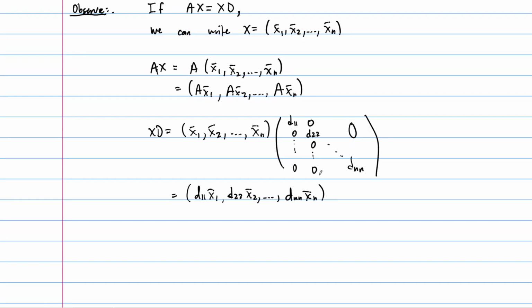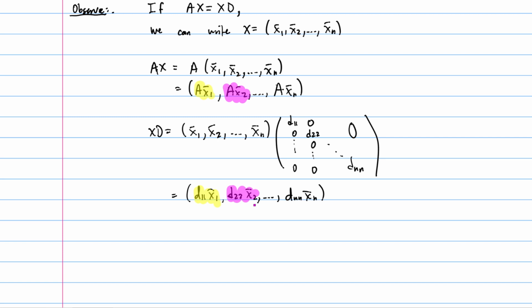And so now we compare. So look at the entries. We've multiplied this two different ways. These are supposed to be equal to each other. So we see the first entry tells us that Ax1 has to be equal to d11 x1. Okay. Ax2 has to be equal to d22 x2.